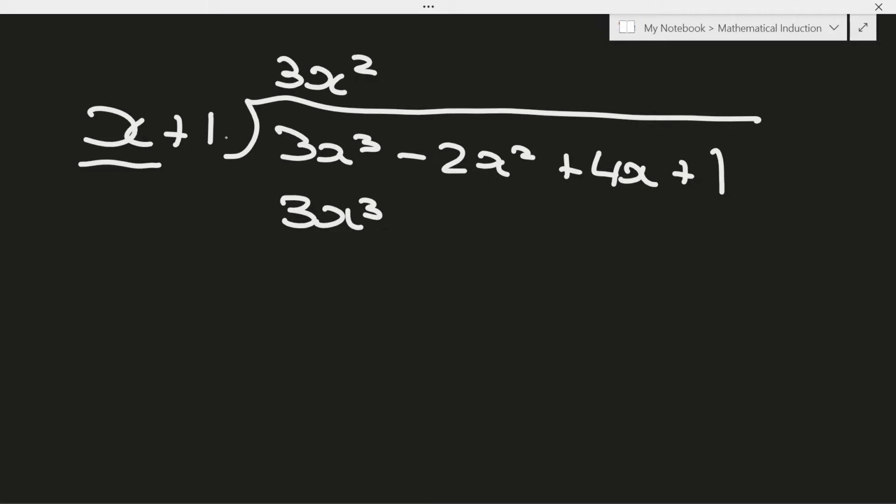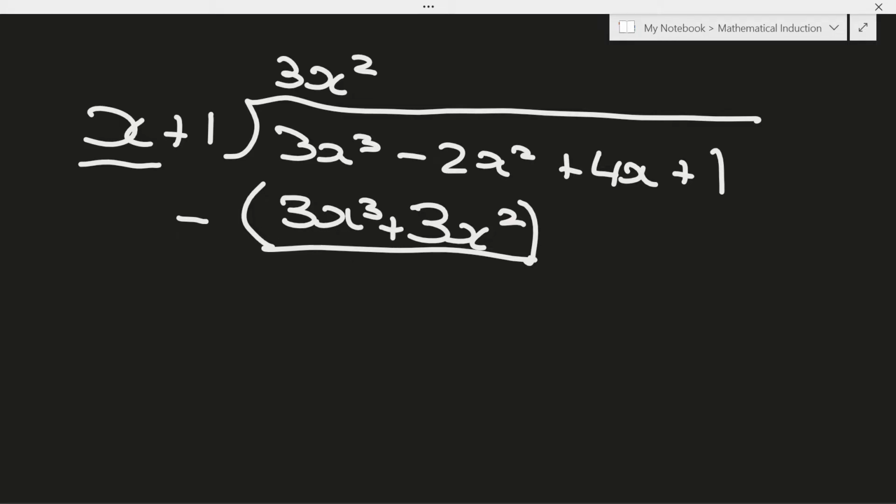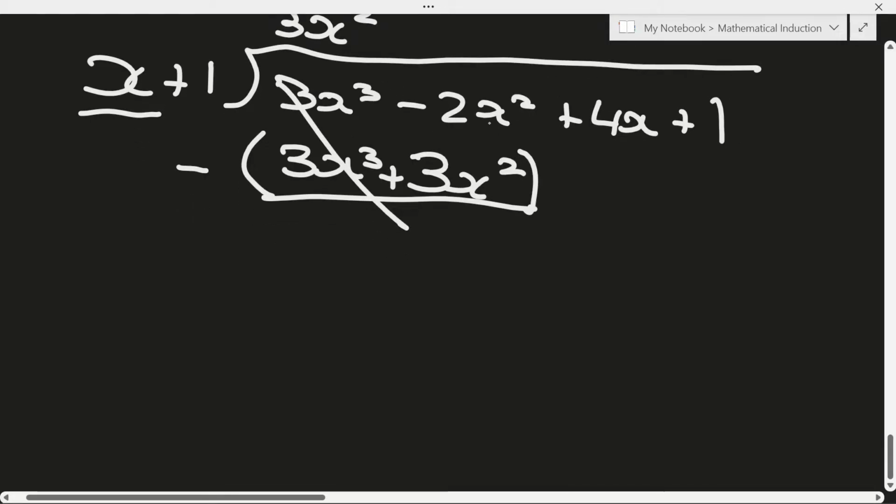And then we have 1 over here. We'll multiply it by the value that we had up here. So 1 times 3x squared is equal to 3x squared. Now, here's the thing with long division, what we need to do after we've done this part right here is change the signs. So whatever signs are in here, we want to change them. So now instead we're going to be subtracting everything. So 3x cubed minus 3x cubed is equal to 0. That cancels out. And minus 2x squared minus 3x squared is equal to minus 5x squared.